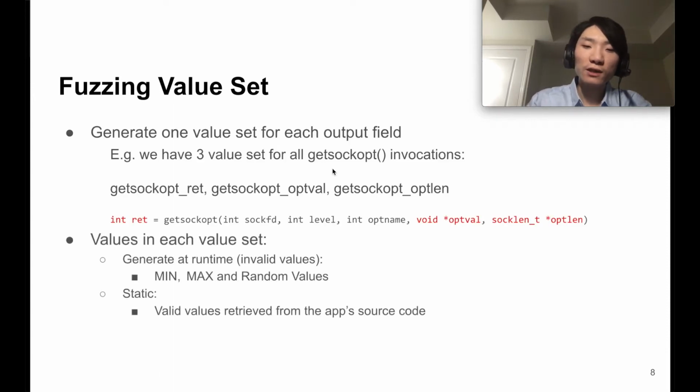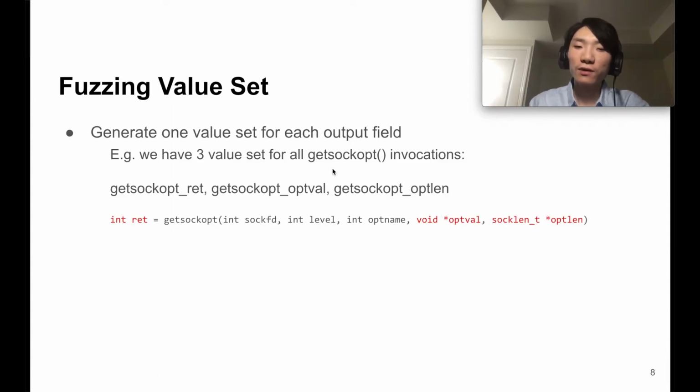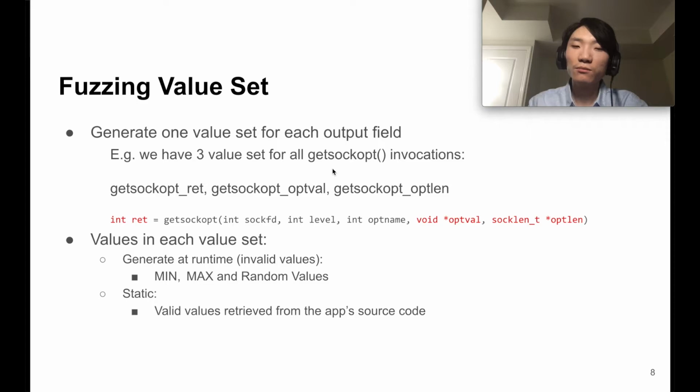We pick a value from a pre-created value set corresponding to each output field of each syscall. Each value set contains min, max, and some random values. We also extracted some values from static code analysis to try to increase the syscall coverage.